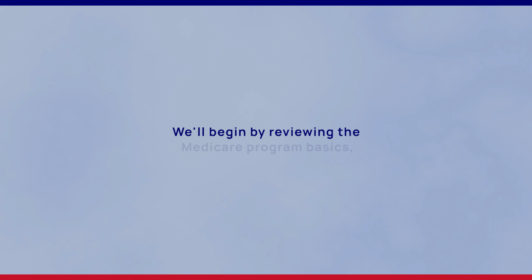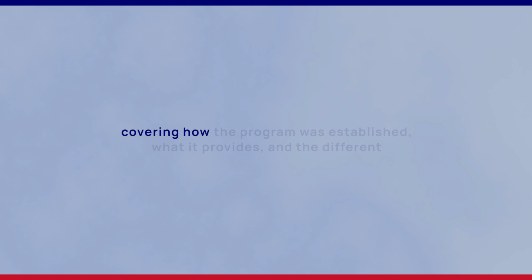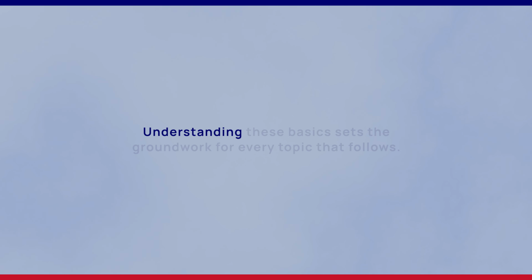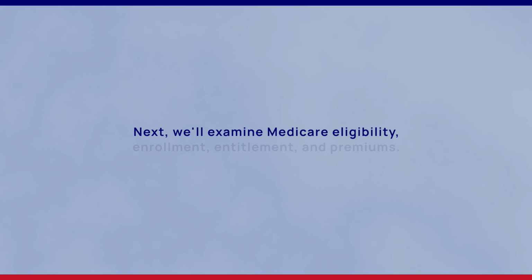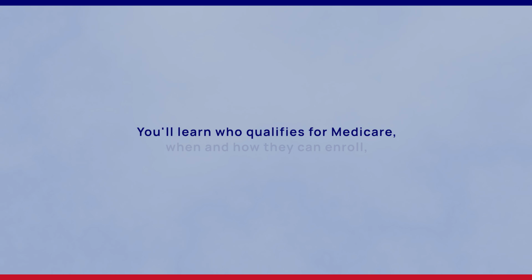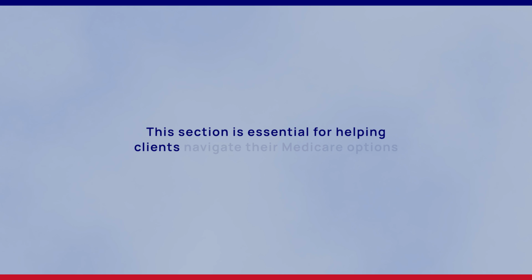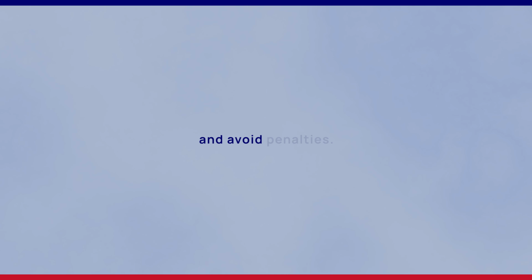We'll begin by reviewing the Medicare Program Basics, covering how the program was established, what it provides, and the different parts of Medicare, including Part A, Part B, Part C, and Part D. Understanding these basics sets the groundwork for every topic that follows. Next, we'll examine Medicare eligibility, enrollment, entitlement, and premiums. You'll learn who qualifies for Medicare, when and how they can enroll, and how premium amounts are determined. This section is essential for helping clients navigate their Medicare options and avoid penalties.